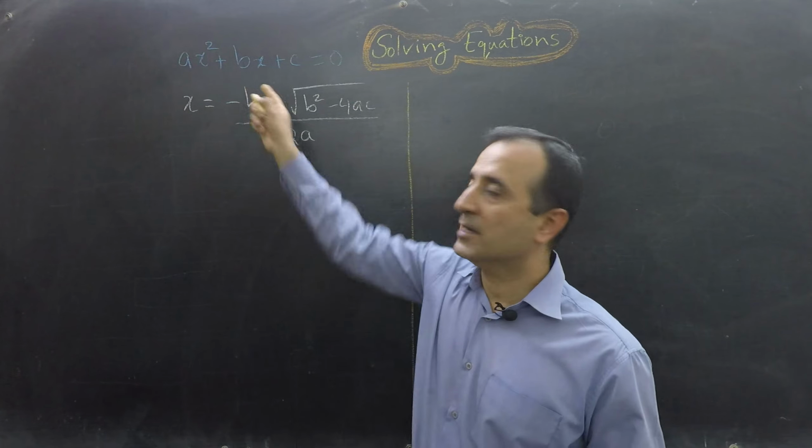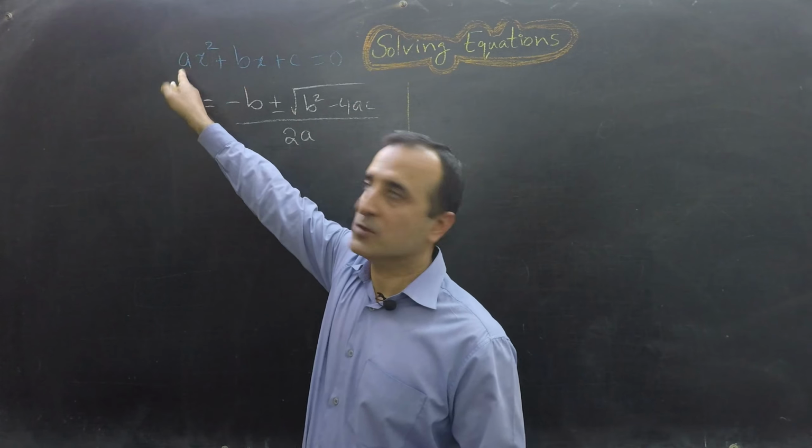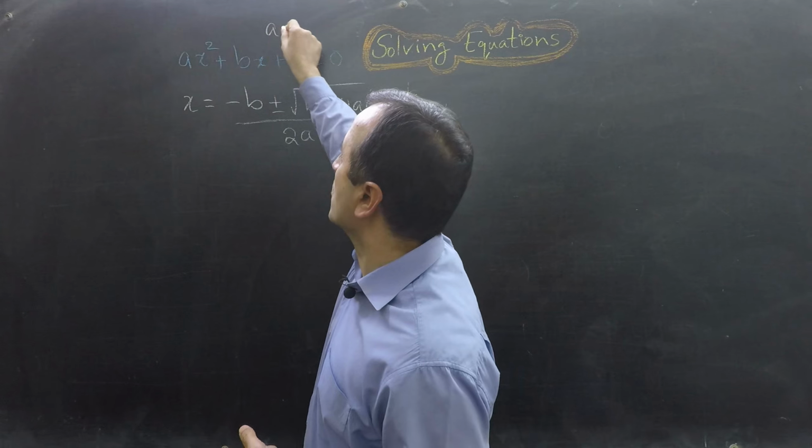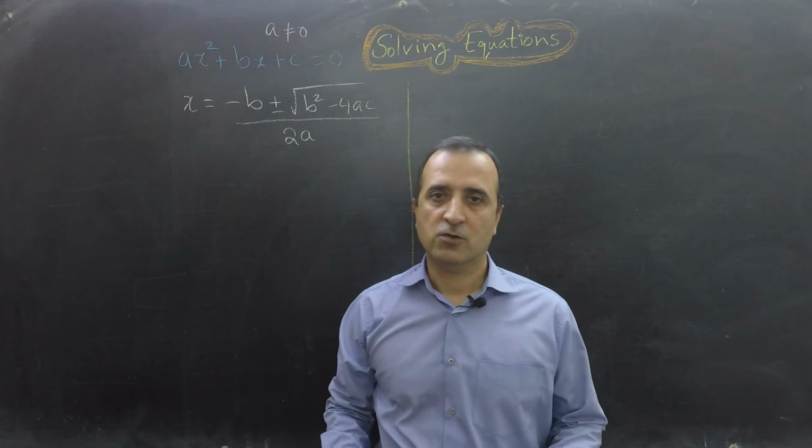In quadratic equations, the coefficient a cannot be equal to 0. So a cannot be equal to 0, whereas b and c may or may not be 0. They can be 0.